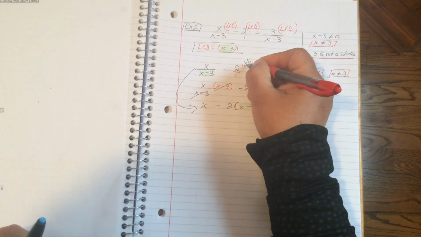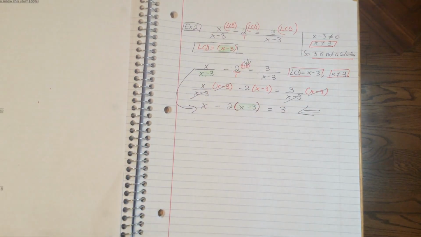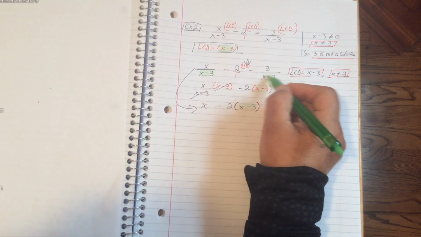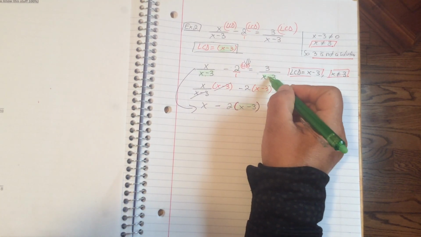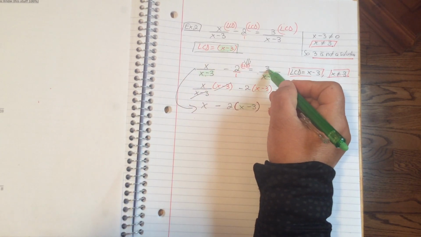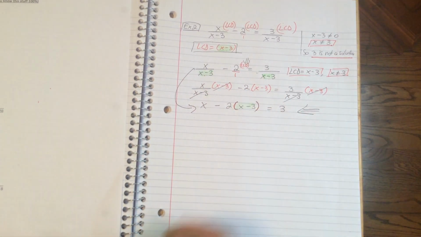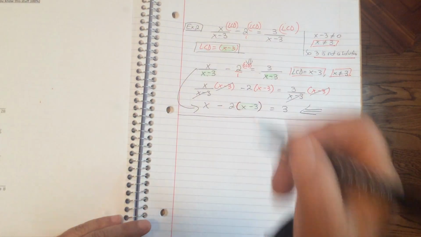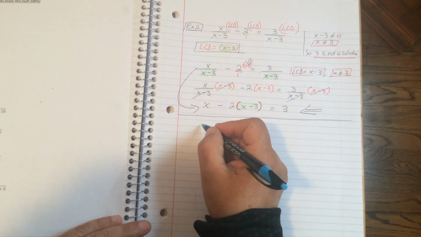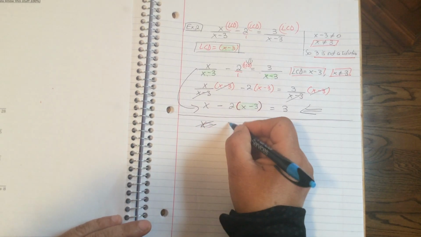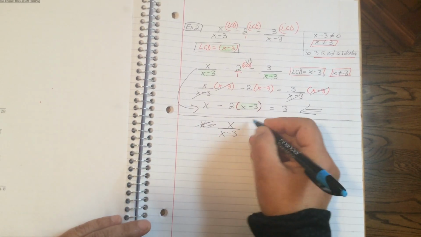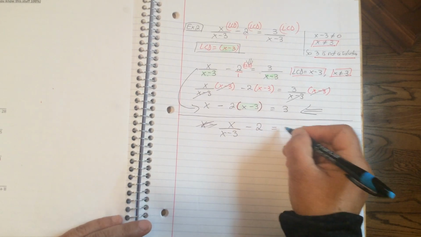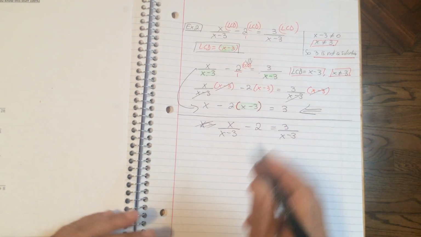Let me show. This needs only multiplication in this case. And when I go to the other fraction, what do I see? I see that I am not missing anything from the LCD, so 3 will still be 3. So working like this, let me go again, because this will continue to work for other problems. So again, I have x over x minus 3 minus 2 equal 3 over x minus 3.